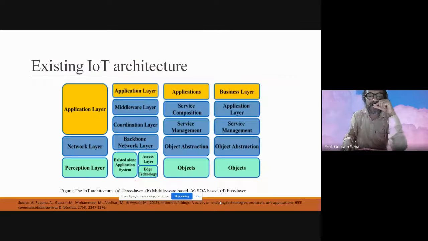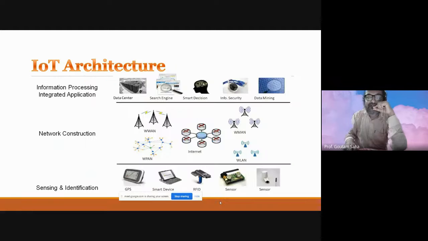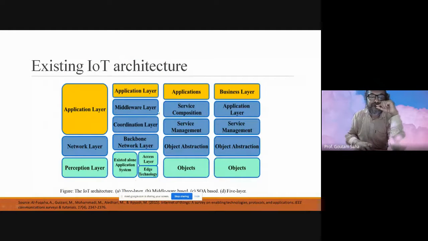Now, if I go to the protocol, you say that like this: perception layer, network layer, and application layer. See here, this is the lower one, the perception layer, and this is the application layer. So this is the first type of IoT network. Then later on, the IoT network has been divided and the protocols are divided into different parts.